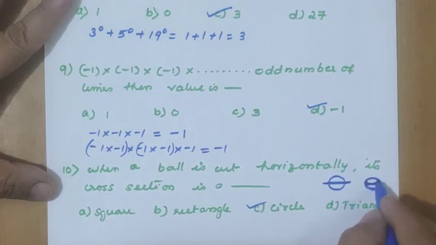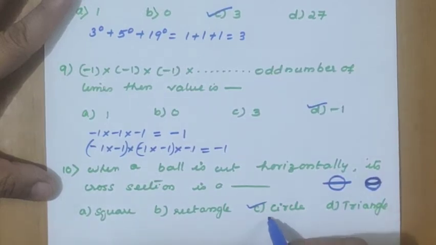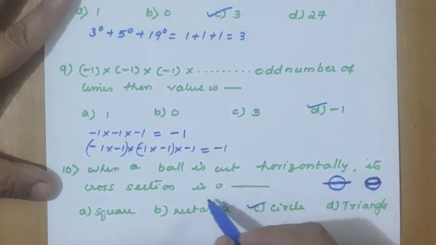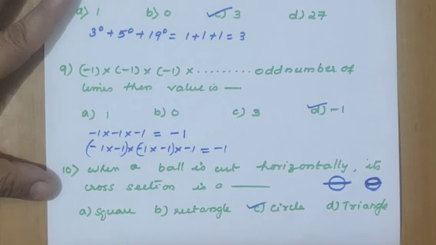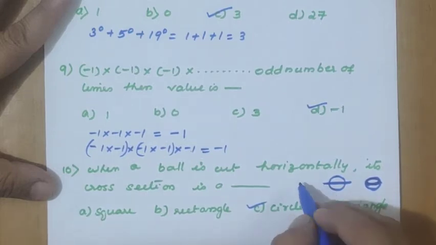Horizontally we are doing the cut, so this is the shape we are getting here. What is the shape here, please? The base, that is a circle. So that is why when a ball is cut horizontally, its cross section is a circle. When we are making small parts of that one, we will get a circle only.